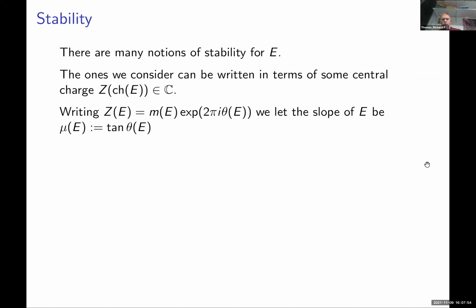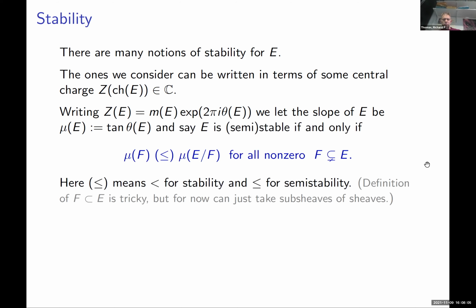And then if you write this complex number in its polar decomposition, you get this angle, and tan of the angle, or the slope of the complex number, is the thing that's relevant to stability. And it's the standard definition. Once you have a notion of slope, you ask that something be stable or semi-stable, according to whether this inequality is strict or non-strict. And it's that the slope of sub-objects should be less than the slope of quotient objects. And for the slopes we consider, that will also be closely related to and imply that the slope of the sub-object is less than the slope of E.